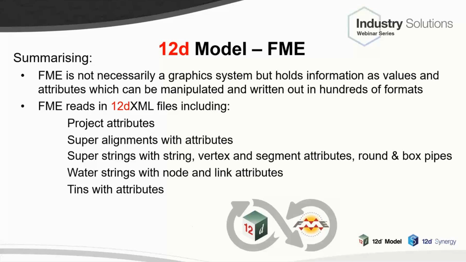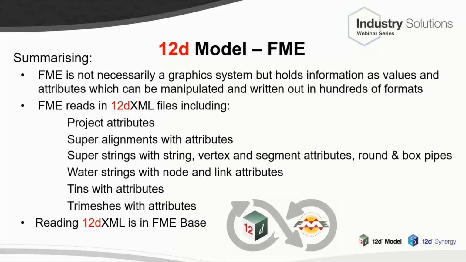Tins with attributes, they all can go across as a mesh inside FME. It's only super tins that you're not able to pass across. And tri-meshes with attributes. So all your tri-meshes that you create, they can all go out with their tri-mesh attributes. And that's why with some of the water strings, that extra information, which is held as a tri-mesh, is still possible. Then it could be sent across to FME. And an important thing is that reading 12D XML files is in the base of the FME product range. So whenever you have FME, you're able to read in the 12D XML files.